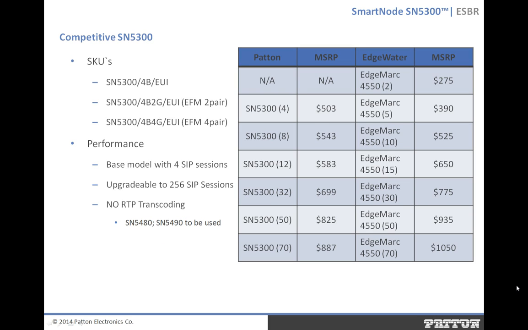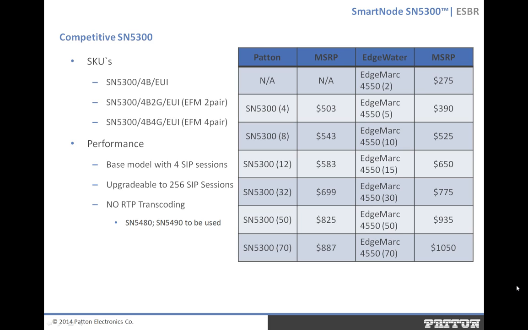And the same scheme applies to the below SKUs, the 4B 2G as well as the 4B 4G, so they support the same capacity in terms of SIP to SIP calls, but the 2 units have a G.SHDSL EFM interface, so one with 2 pair and the other one with 4 pair. In terms of performance, as mentioned, transcoding, you will have to use the 5480s and 5490s.